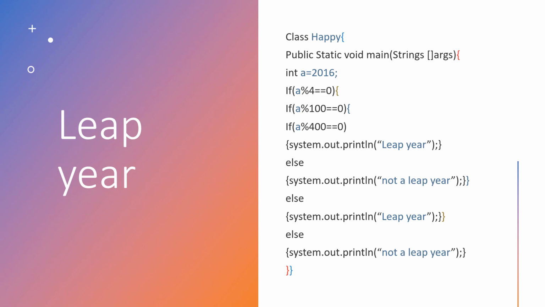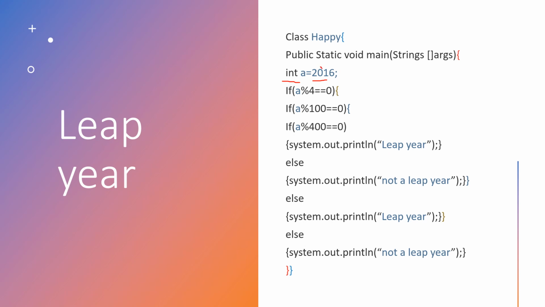This is a main method, as we all know. First, if we need to check the leap year, we need one identifier to store the value. So here we are storing it as an identifier a. The number we are giving, 2016 or any year, is a number, so I have taken int as the data type. So int a is equal to 2016.